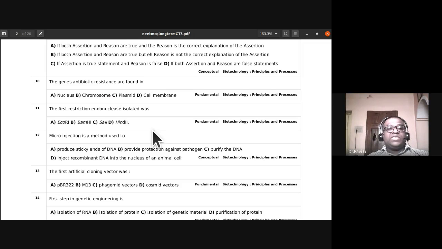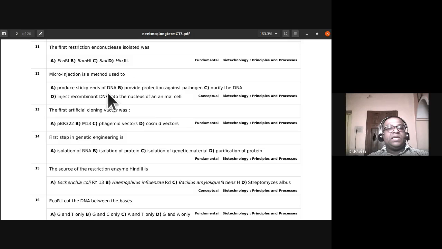The first restriction endonuclease isolated was, which is the answer for this? Hint: it is the first restriction endonuclease which was isolated. So D is the correct choice. Hint: Haemophilus influenzae, Rd strain. The order of this restriction enzyme is second. Okay.